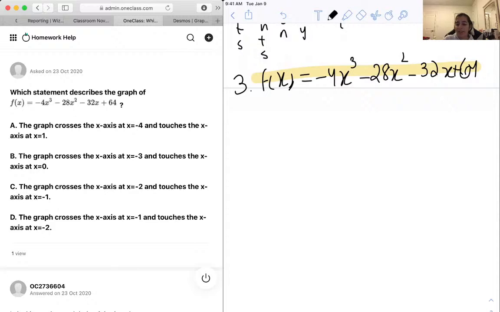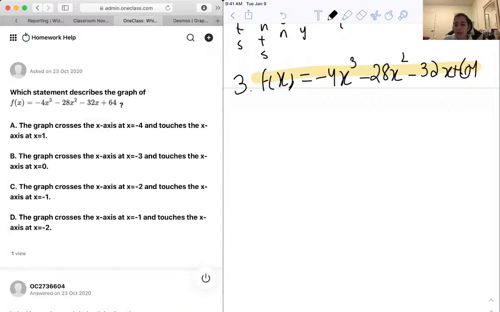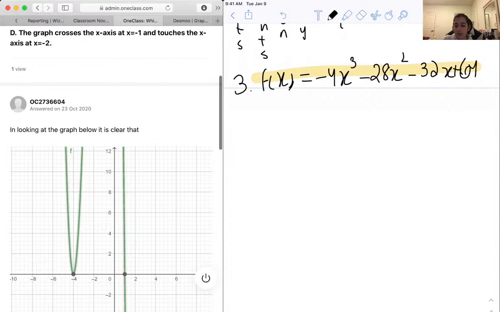So the graph crosses the x-axis at negative 4 and touches the x-axis at 1. So it basically is just asking us for when it crosses the x-axis and when it touches the x-axis. So when we look over here, when it touches the x-axis, over here it's negative 4, and when it crosses it completely, it's at 1. So the answer would be A. Same thing over here. They've just graphed it.